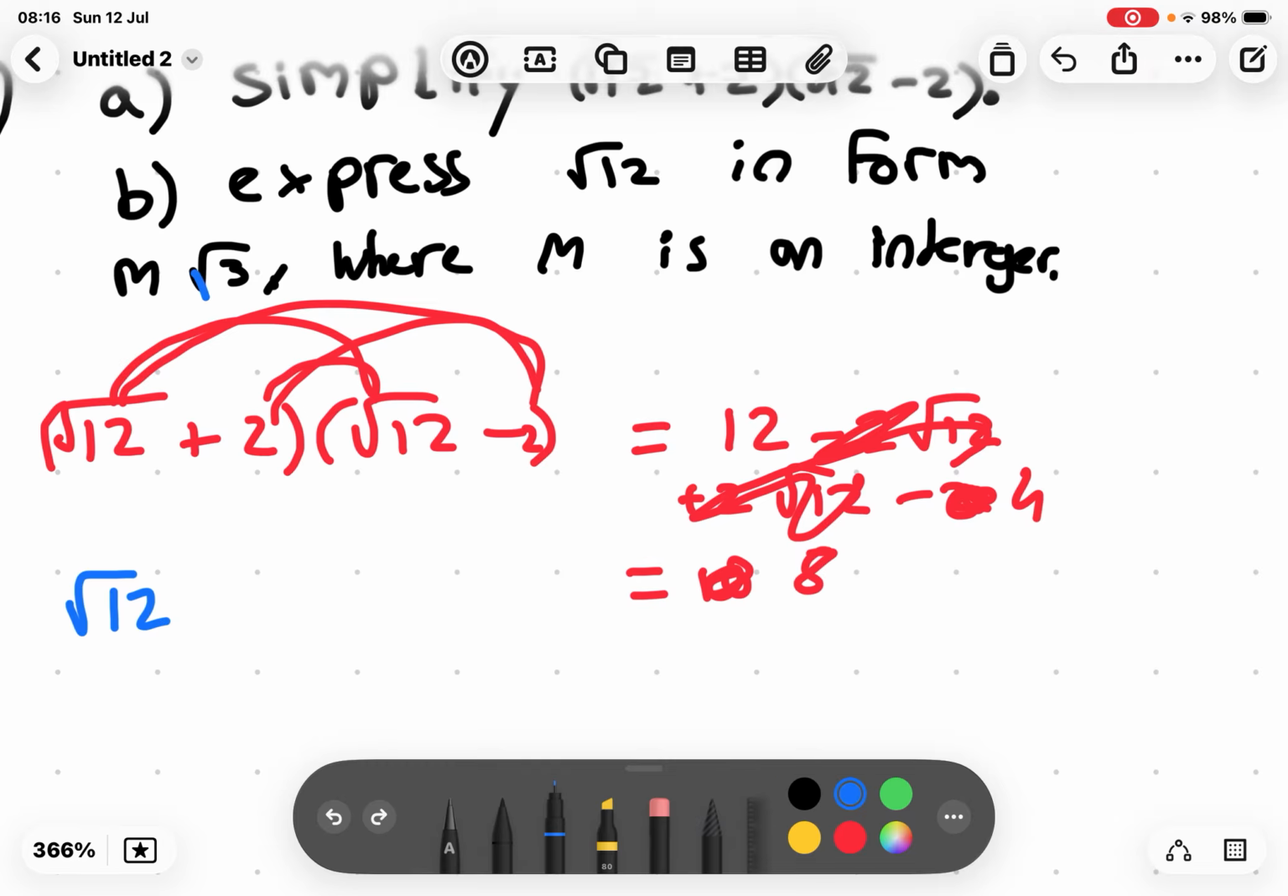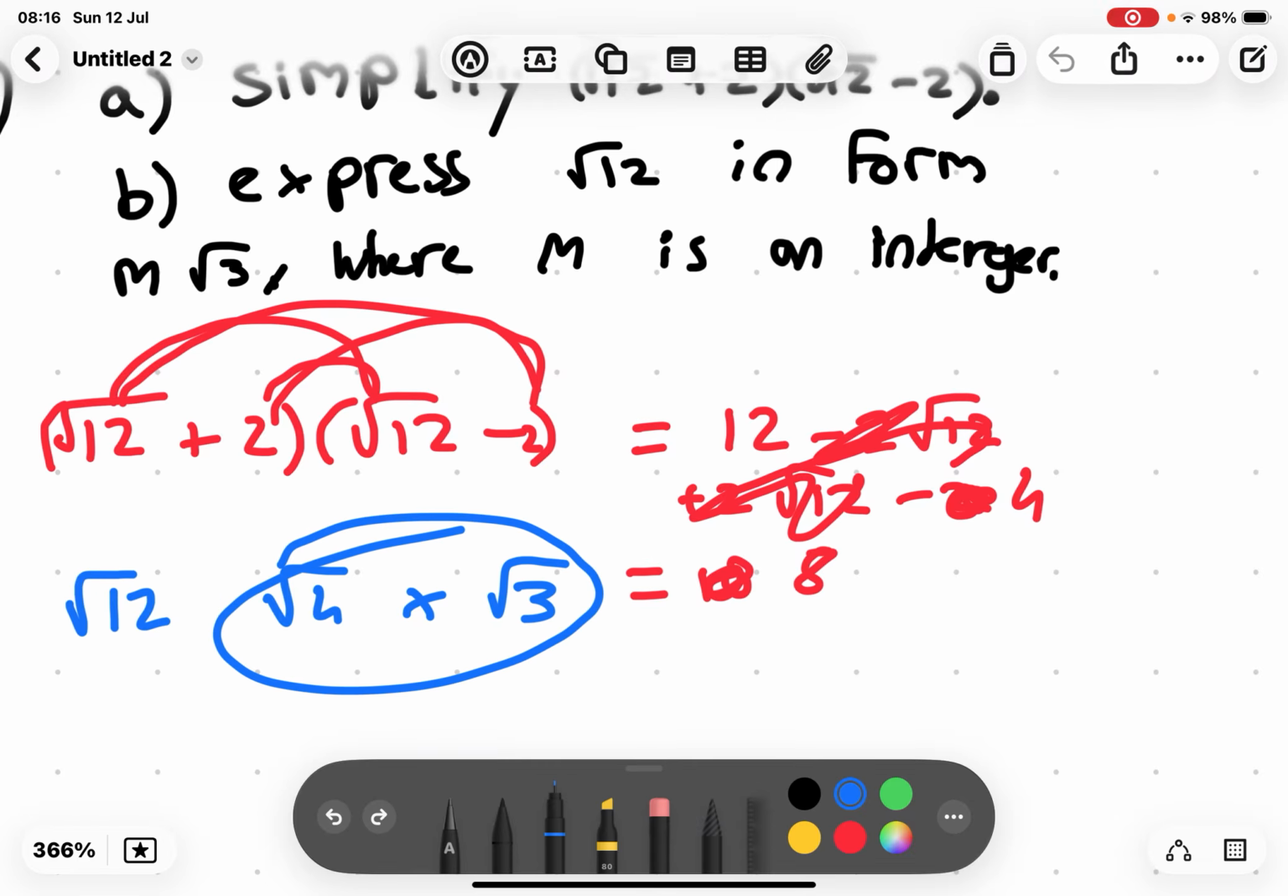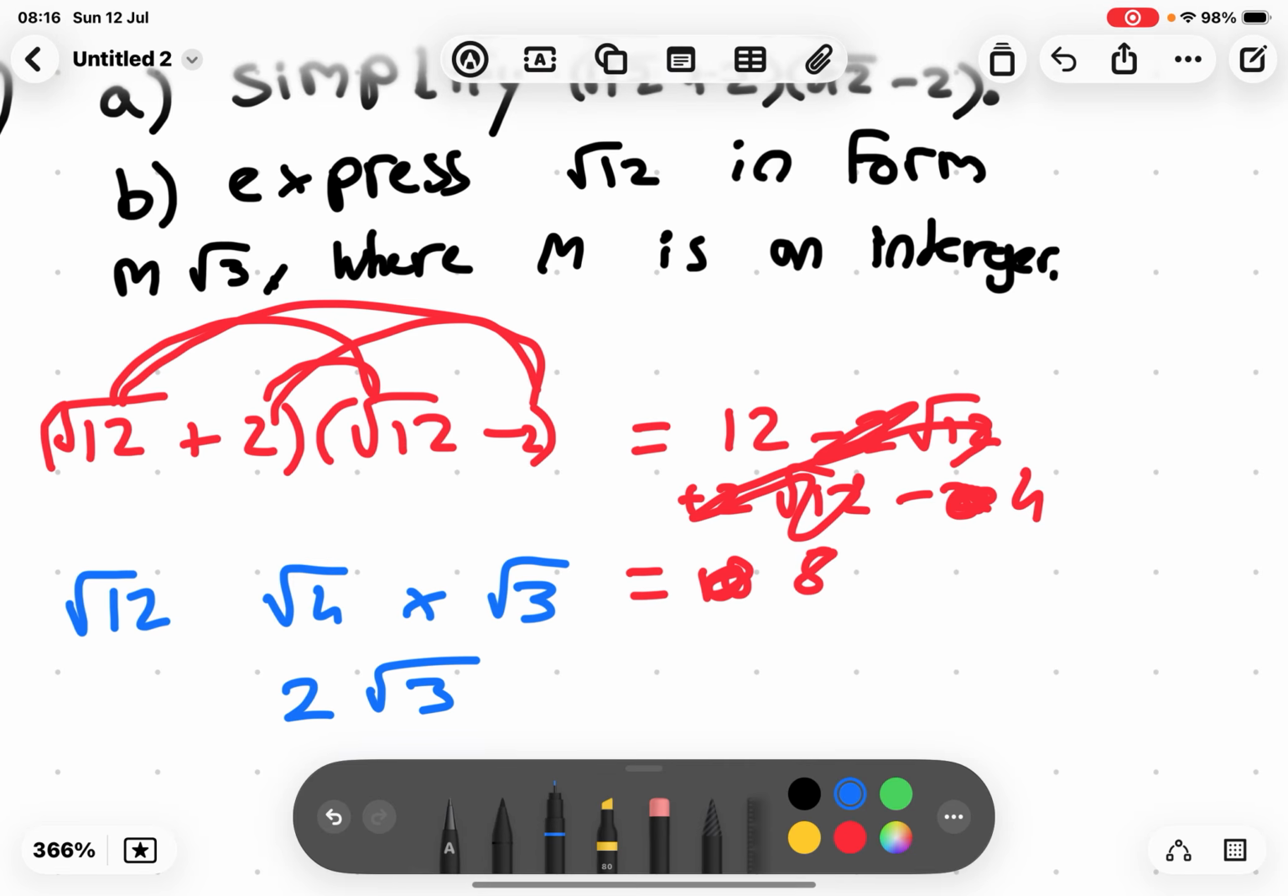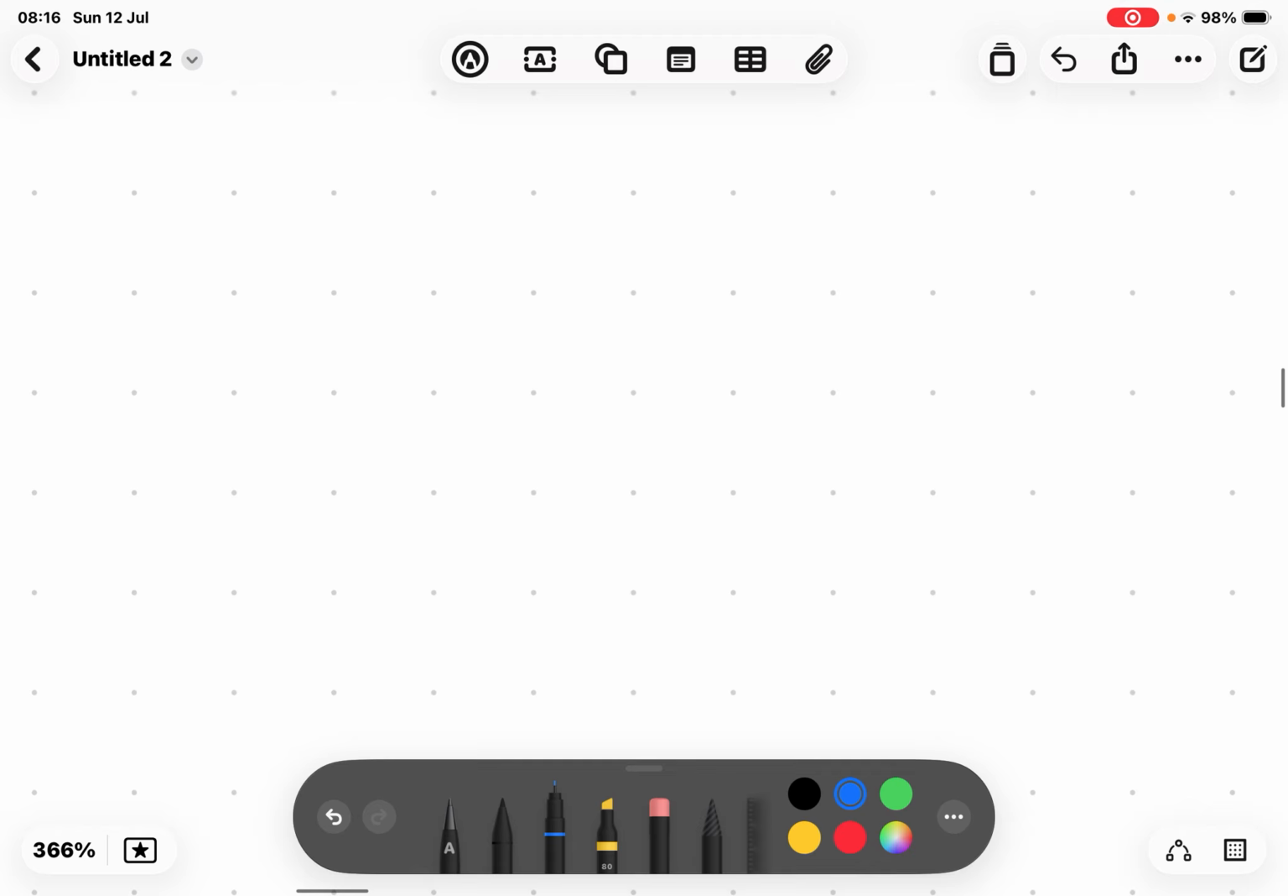Imagine the root wasn't here. What number would create 12, right? So 4. And so let's just write this, because these two do equal this, but we can't have the square root. So 2 root 3, done. That's the answer. Next question. So n equals 2, basically.